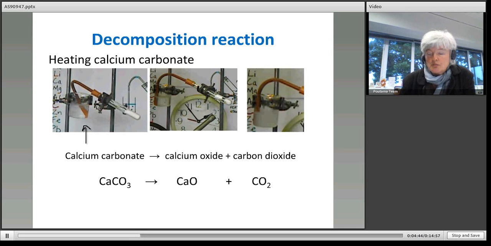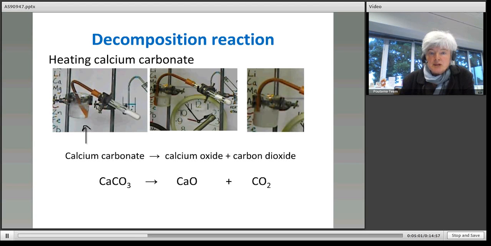Now I hope you remember after you've done your studies that when lime water turns milky, if you bubble a gas through it, the gas is carbon dioxide, because carbon dioxide reacts with the calcium hydroxide to form insoluble calcium carbonate again.